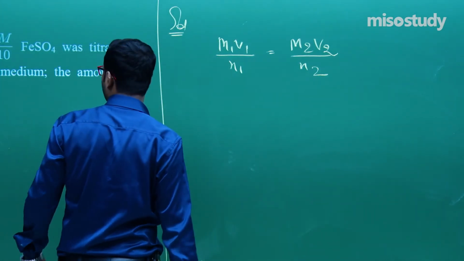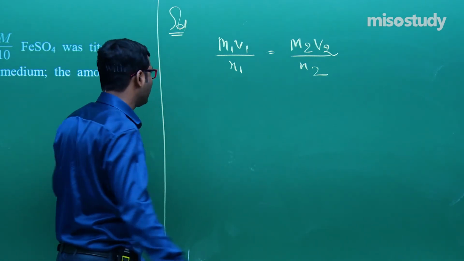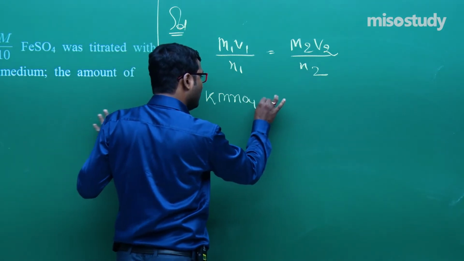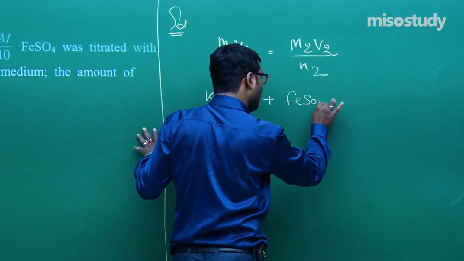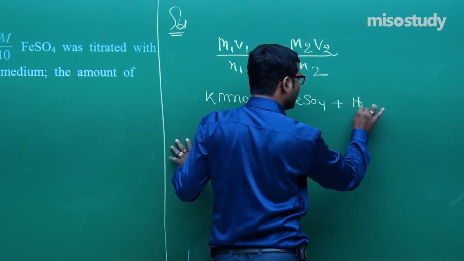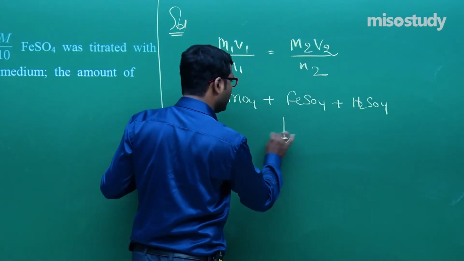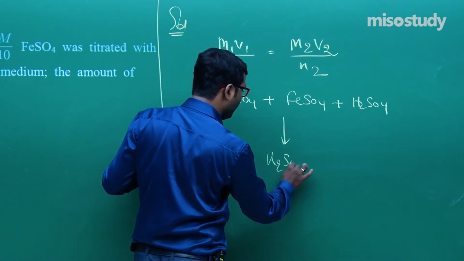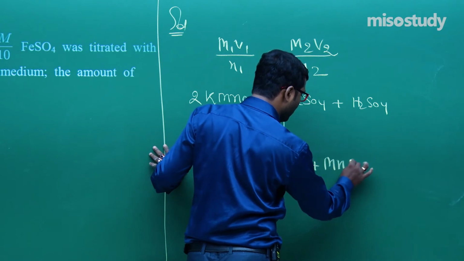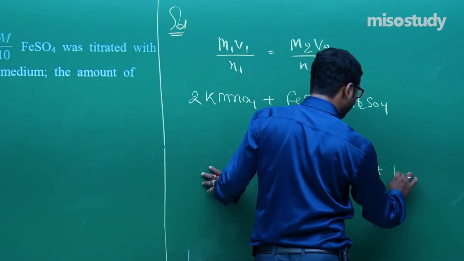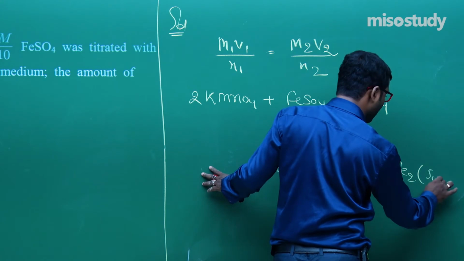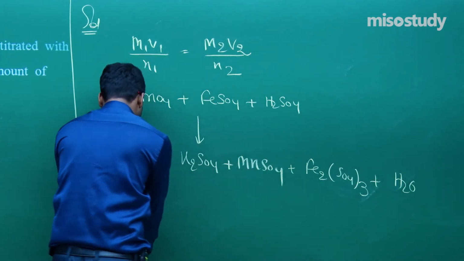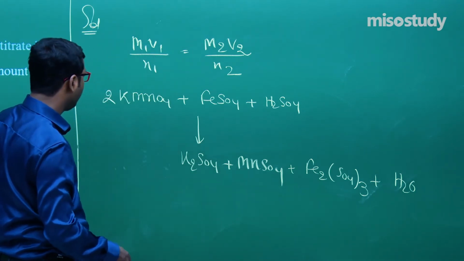Now, how to find N1 and N2? We know we have to balance the reaction. Now, how to balance? That is KMnO4 plus FeSO4 plus H2SO4. Yes, sir. Now, it will give you K2SO4, MnSO4, then Fe2(SO4)3 plus H2O. Now wait for a moment. Now H2O, clear? Now balance the reaction.